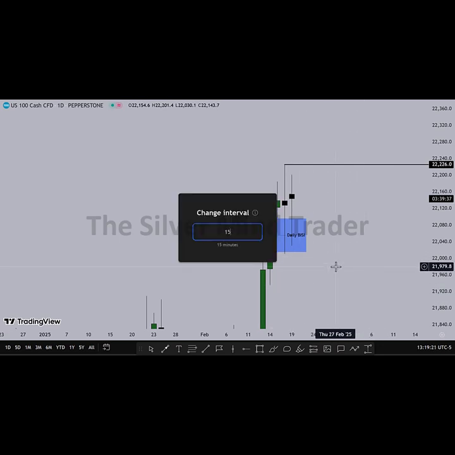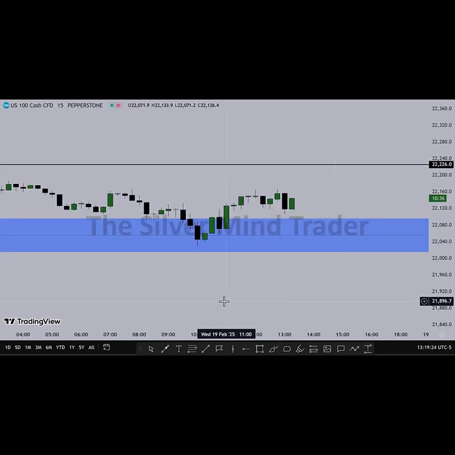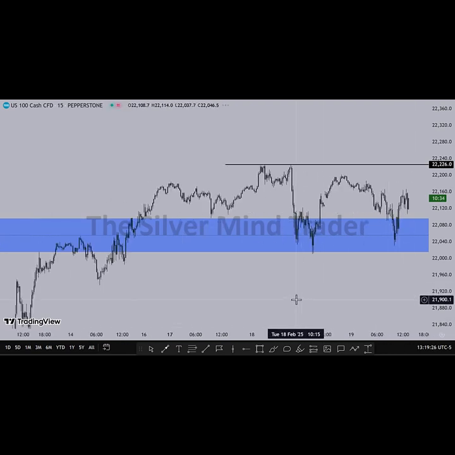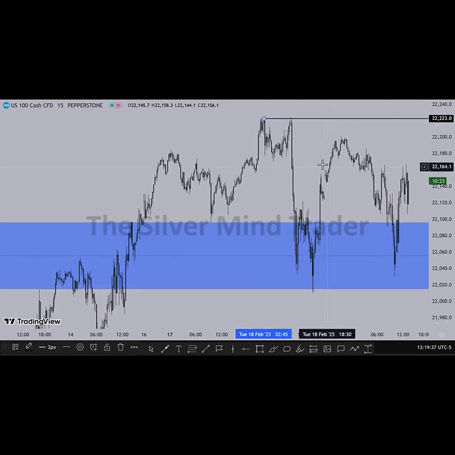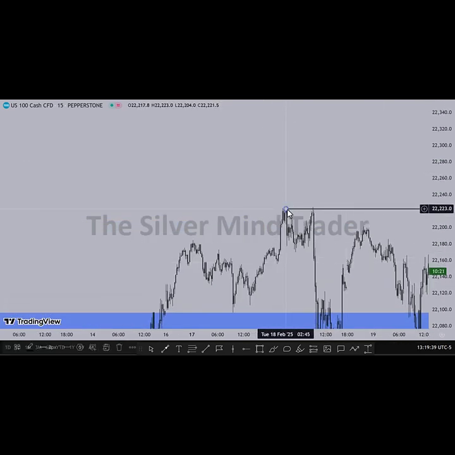And I'm going to drop down into a 15-minute chart. So just a very, very quick review on what transpired today on the Nasdaq using our understanding of price. So there's buy side liquidity resting here.